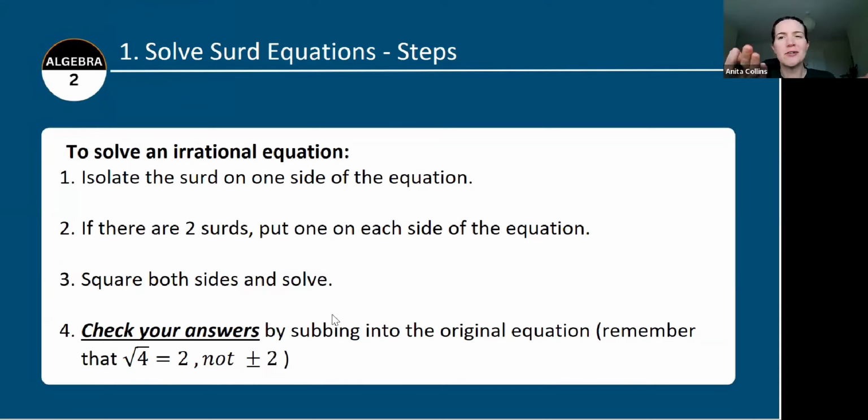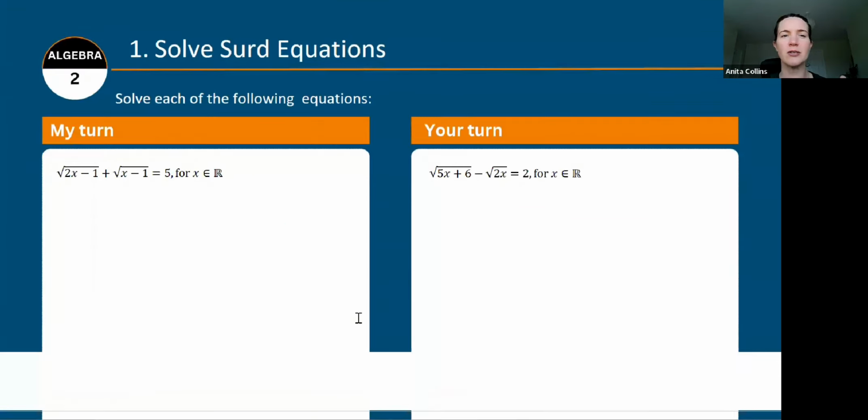But you know what equations are like. You have to do the same on both sides. So if you square the side with the surd on it, you have to also square the other side. And then check your answers by subbing in. That's an important one. We'll talk more about that. Let's get stuck into a question straight away.